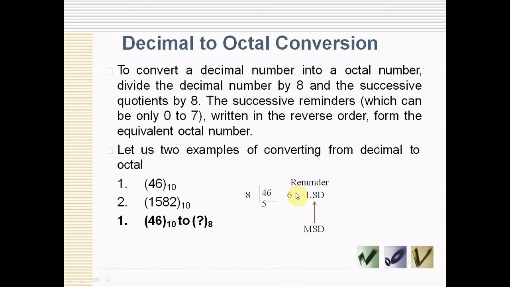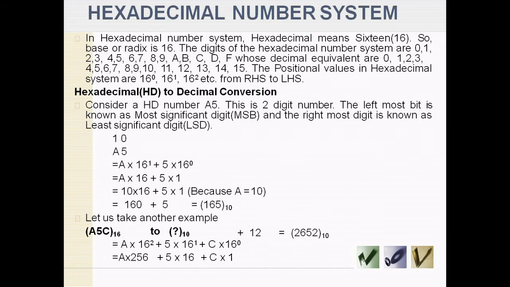And after dividing 46 by 8, we get the remainder value 6, and the quotient value is 5. So we will stop here, and we will write it in reverse order, that is 5 6. So 56 is the octal value of the decimal number 46. In such a way, we can convert any decimal number into an octal number.